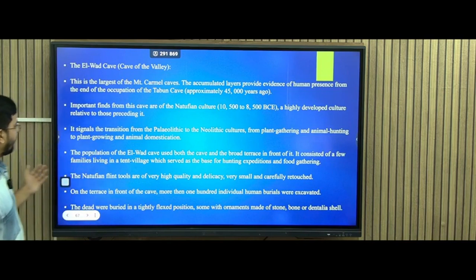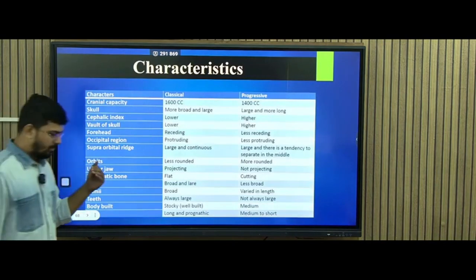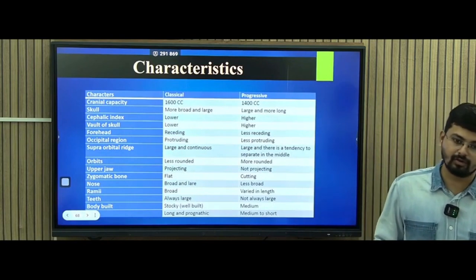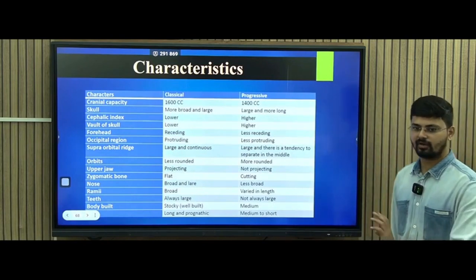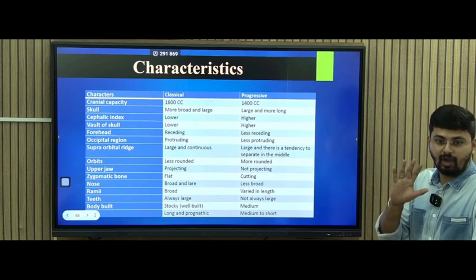So there is another cave. See, these are all for extra information. Don't try to mug up all those things, and it's not possible for you to write anyway. Even if you try to remember, by the time you remember Neanderthal, you'll forget Homo erectus. So don't make efforts in remembering everything, just for your idea.